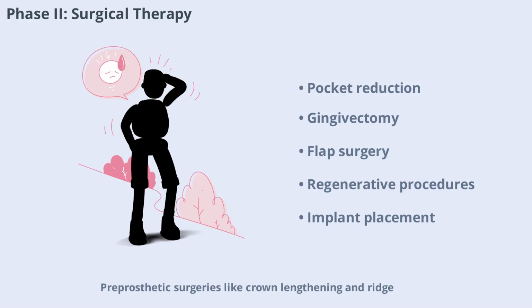Pre-prosthetic surgeries like crown lengthening and ridge augmentation prepare the mouth for future restorations. Osseous surgeries, including resective and regenerative approaches, as well as implant placement and sinus lifts, are also part of this phase. These interventions are tailored to the patient's needs, ensuring optimal outcomes.